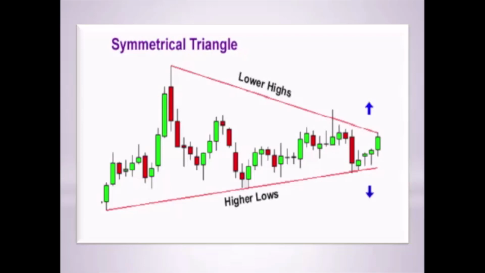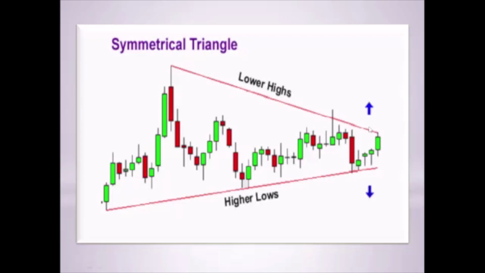Okay, so what is a symmetric triangle? Symmetric triangles are chart formations where the slope of the price highs and the slope of the price lows converge together to a point where it looks like a triangle, as you can see over here, from the bottom and then from the top. Now this looks exactly like a triangle.